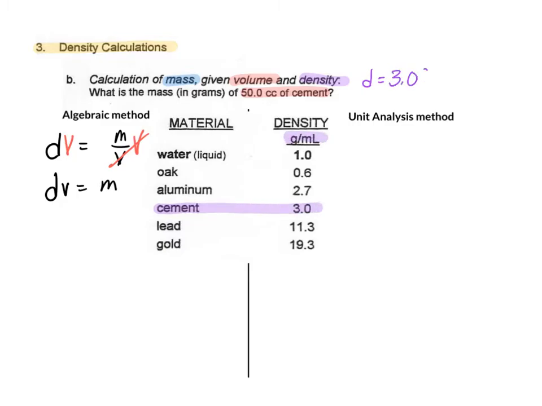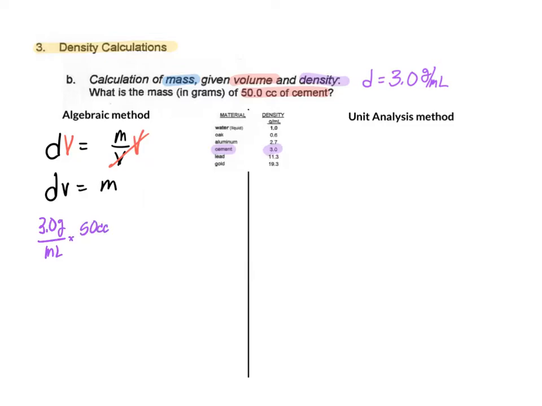Following the algebraic expression, if the density is 3 grams per milliliter, we'll plug that in, we'll put 50 cc's in, and we'll see that our answer is 150. That's the numerical answer. Now if we look at the units, it is 150 grams per milliliter times cc. We know that cc and milliliter are the same, so they end up canceling out. And we have the answer of 150 grams. Now let's try the unit analysis method.